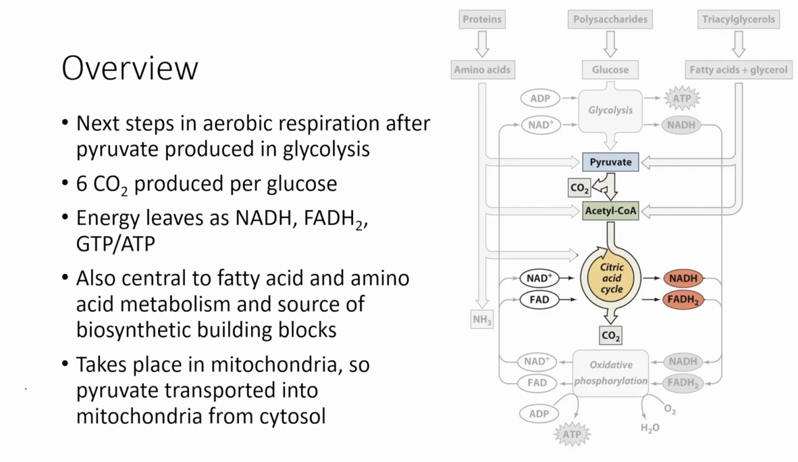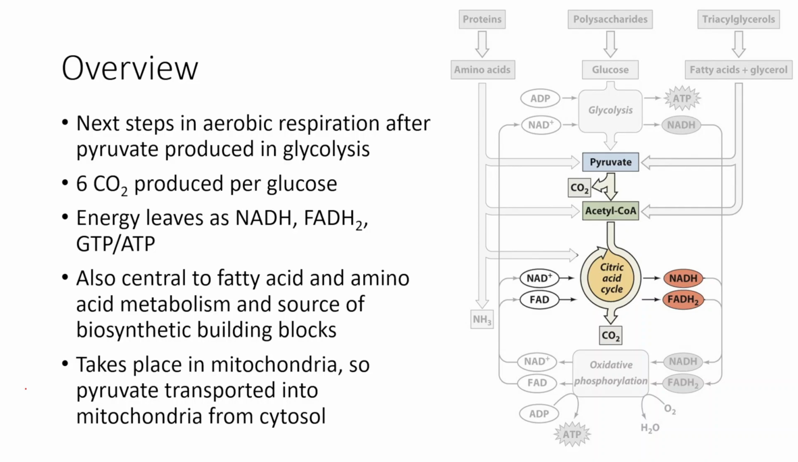So first, let's orient ourselves in terms of where we are in glucose metabolism. We discussed glycolysis in the previous chapter, how one molecule of glucose is made into 2 molecules of pyruvate. The next step in aerobic respiration after pyruvate is produced is the citric acid cycle. But first, let's talk about what exactly the citric acid cycle is.